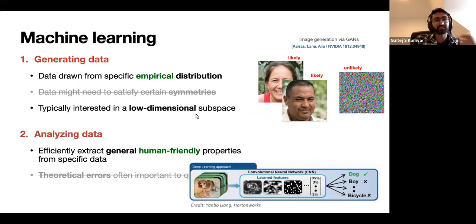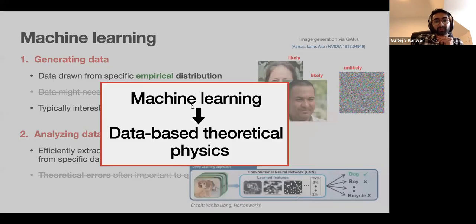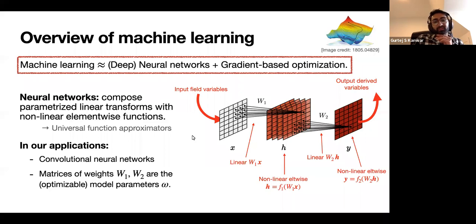Okay, so this parallel between data-based theoretical physics and machine learning really motivates using machine learning to make progress in data-based theoretical physics. Now, before I dive into my particular approaches to doing this, let me just give a one-slide overview of what machine learning actually is so that we are all talking the same language. And roughly, I would say it breaks up into essentially the combination of neural networks, or possibly deep neural networks, and gradient-based optimization.